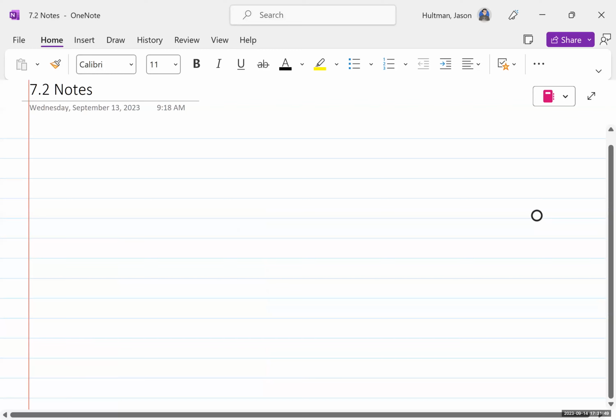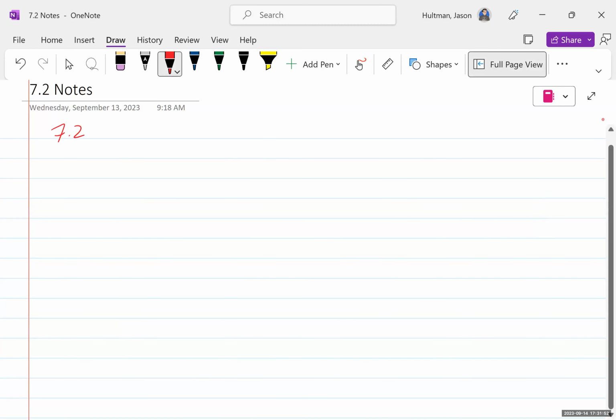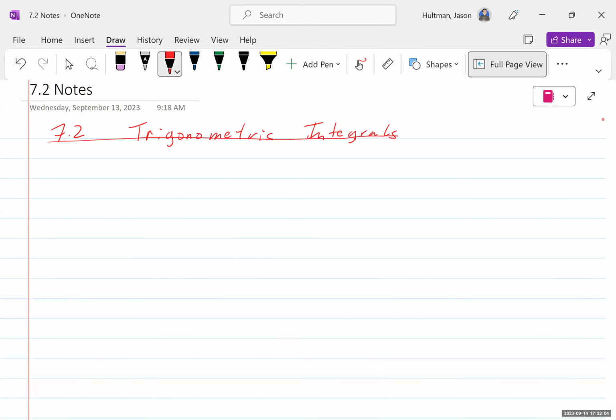Okay, so 7.2 is on trigonometric integrals. Last time we worked with some of these trigonometric integrals, and we were able to do sine squared based on integration by parts. Now we're going to expand what we're working with in terms of powers of sines and cosines and tangents and secants.